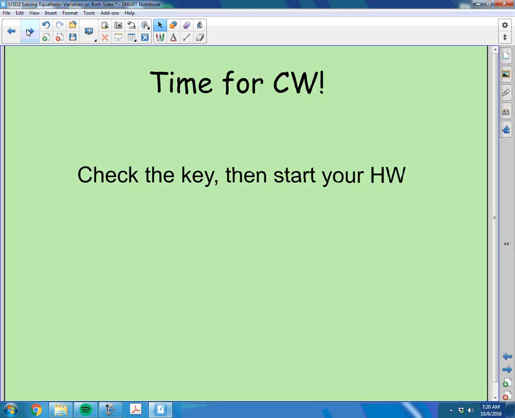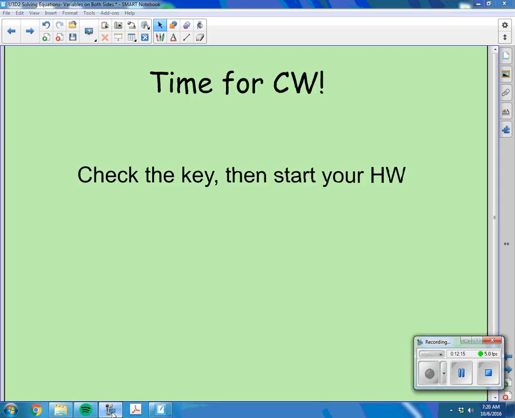Now, you have classwork keys, and you have homework. Work quietly, work smartly.